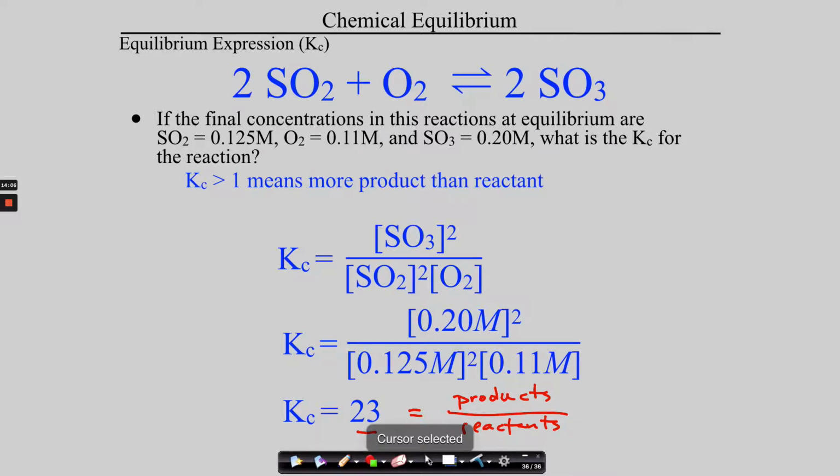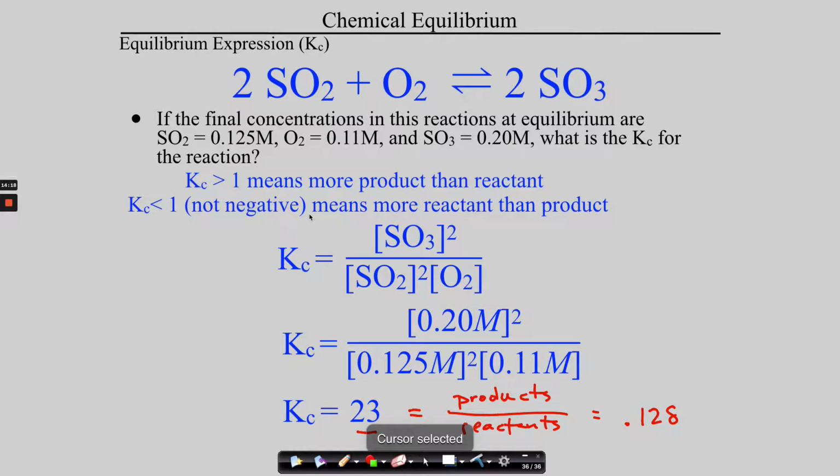Okay? And then the opposite would be true. What if it wasn't 23? What if this came out to be like 0.128? That tells me that there's more reactant than product, because this number on the bottom would be bigger than the one on top. So again, if Kc is less than 1, there's more reactant than product. Notice it's not negative, it's just a decimal. And that can be helpful for other applications as you study further into equilibrium.